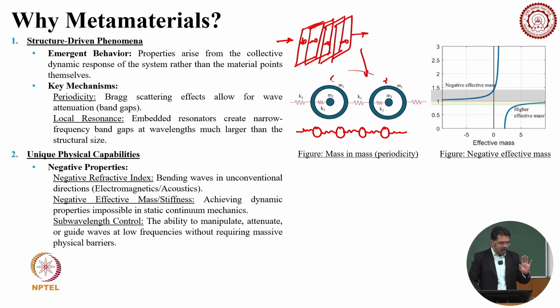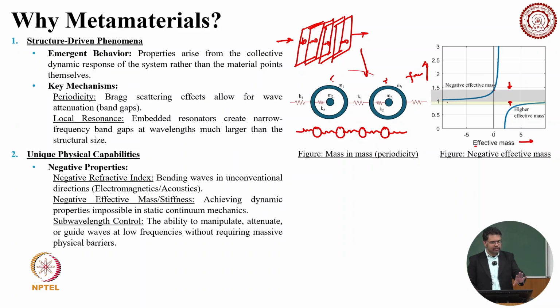I will come to how the negative effective mass arises, but for the time being, just take that it will give the negative effective mass at certain frequencies. Yeah, it is correct. It is effective mass, and here it is frequency. So you can see that in this frequency band, the effective mass of the structure becomes negative. And here the effective mass becomes very high.